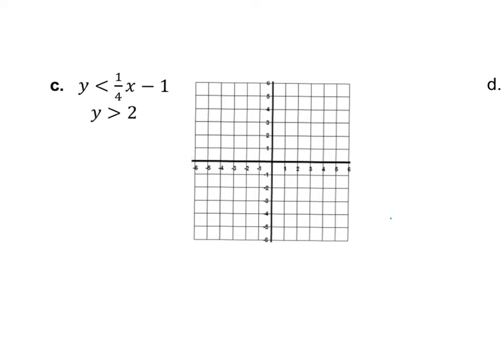All right, for letter C, I have y is less than 1/4 x minus 1 and y is greater than 2. So first of all, let's graph here. This first one, I'm starting at the -1, and I have a 1/4 slope. So I'm going up 1 over 4. All right, so this is going to be a dashed line. And y is less than, so I know that I'm going to be shading below this line.